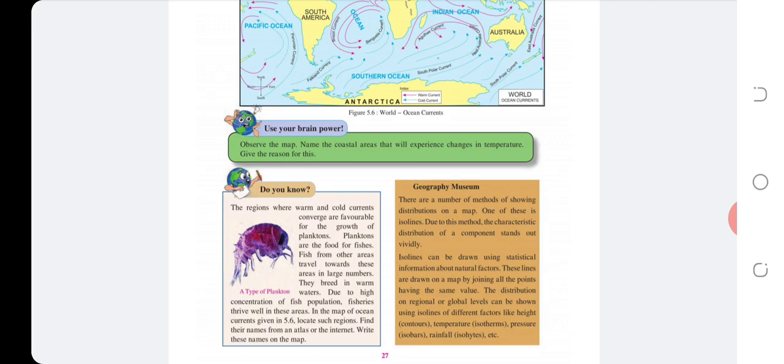Fish from other areas travel towards this area in large number. They breed in warm water due to high concentration of fish population. Fisheries thrive well in this area. In the map of the ocean current given in 5.6, locate such regions. Find their names from the atlas or the internet. Write down these names on the map.